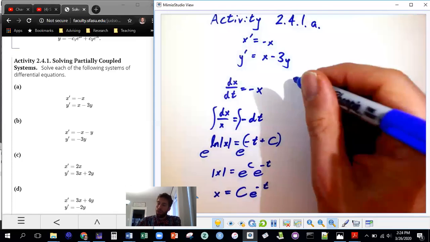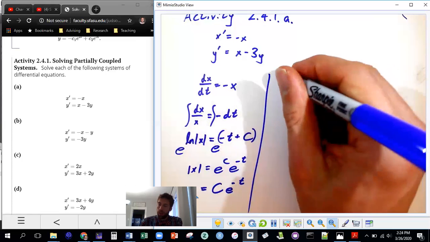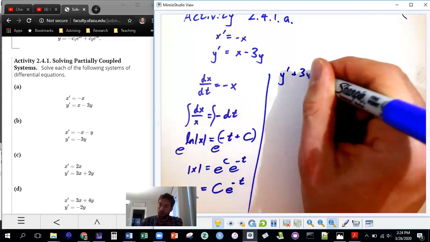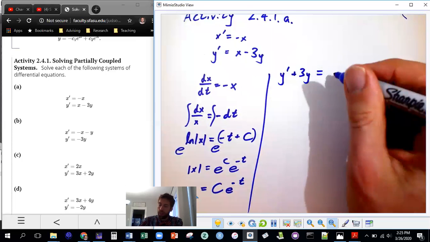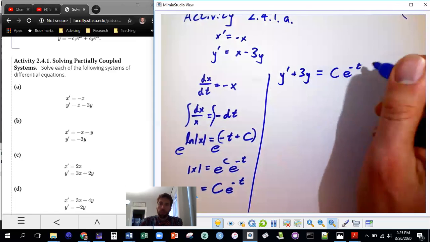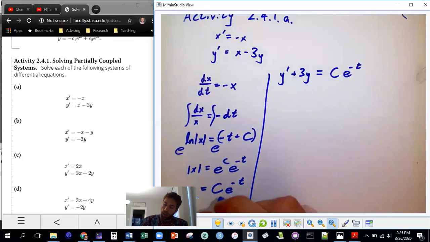Now, let's deal with y. I can substitute, and let's move the 3y to the other side. So y prime plus 3y equals, and then instead of x, I'll put c e to the negative t. Now, when I do this, I'm going to get another constant, so let's call this c1.